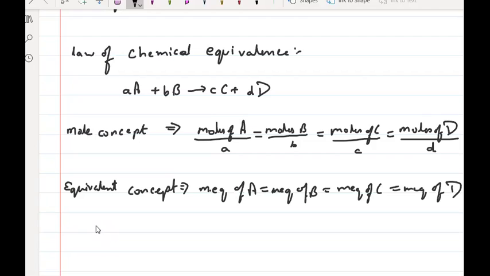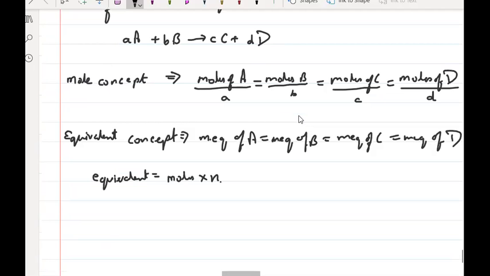We know that equivalent is equal to moles into valency factor. Got it? Moles into valency factor. So we'll be using these two to solve the problems. We can use either of the concepts to solve any problem.